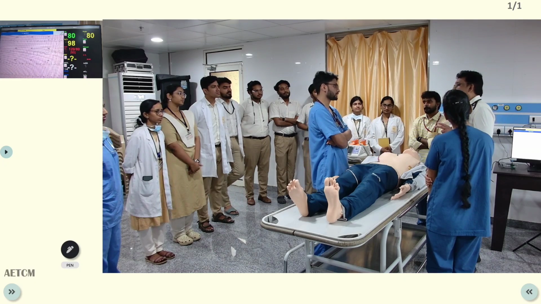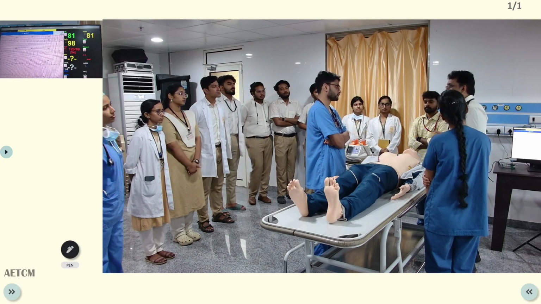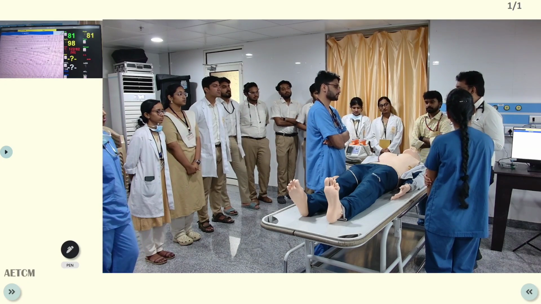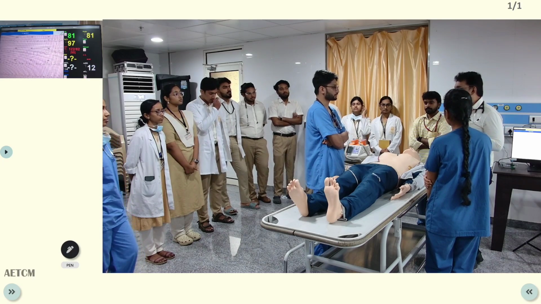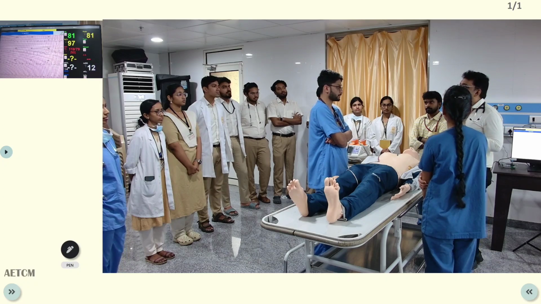This is called graded exercise. You only advise graded exercise. So tomorrow he may be walking for 5 minutes. After 1 month only, he'll be reaching that 30 minutes of brisk walking. So graded exercise only should be advised for the patient. Smoking? Can he smoke? No. He has to stop smoking. Change the lifestyle habits.